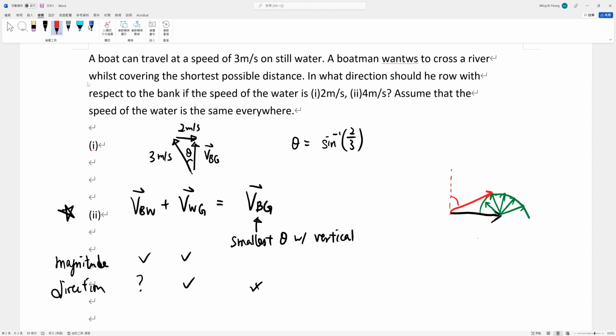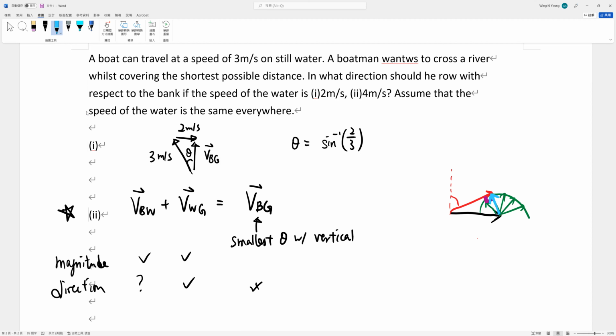Can you see it? Because let's say this one has a larger angle with the vertical. In this case, this is the right angle. This is the right angle. Just draw a diagram, okay? Hold on, this is the right angle. So we are choosing this vector.